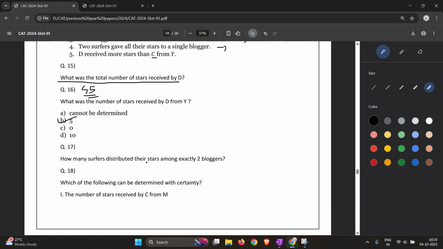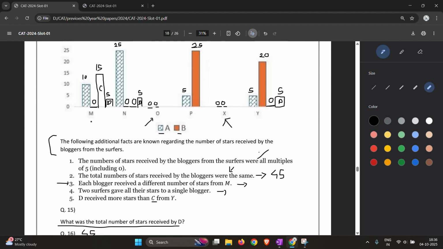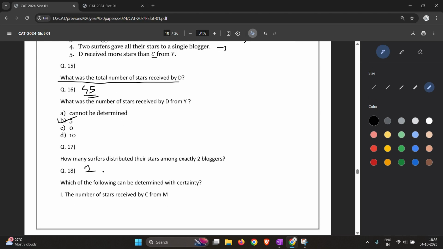How many surfers distributed their stars among exactly 2 bloggers? So this guy gave to 3 different bloggers. This N did give to only 2 bloggers. O and X only gave to 1. P also gave to only 2. This guy gave to 3. So only 2. So the answer is 2.